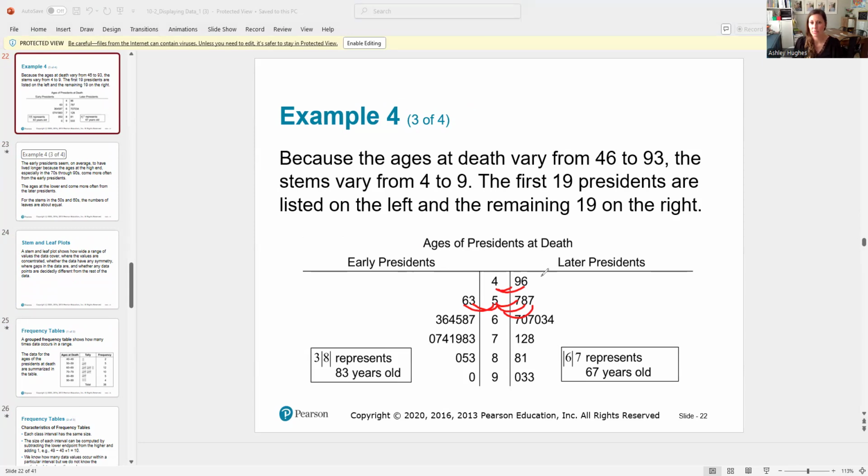Which ones lived longer? It looks like there's a lot here that lived into the 70s, whereas a lot of these guys lived up here. So it looks like the earlier presidents actually lived longer than the later presidents.